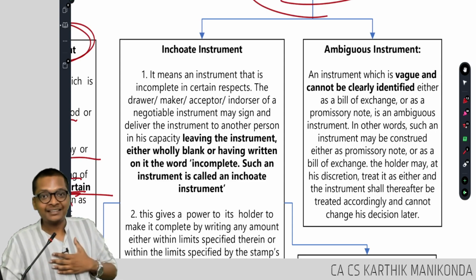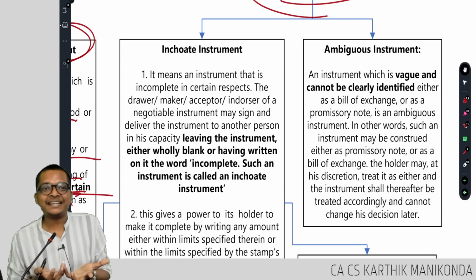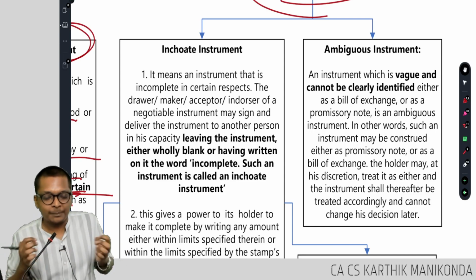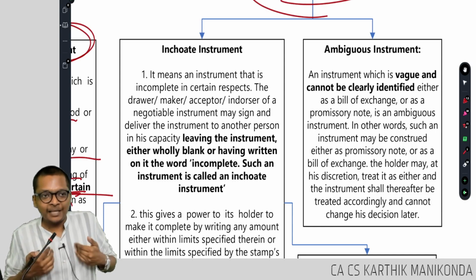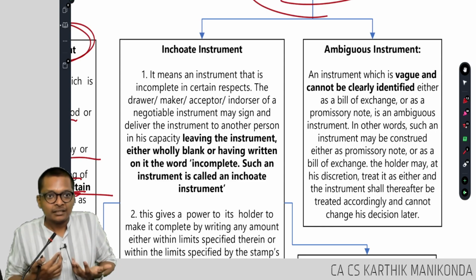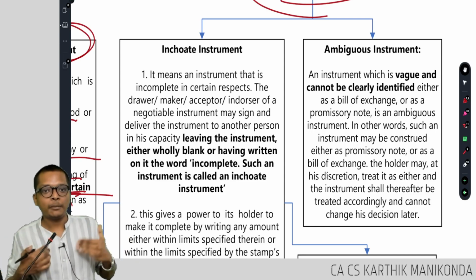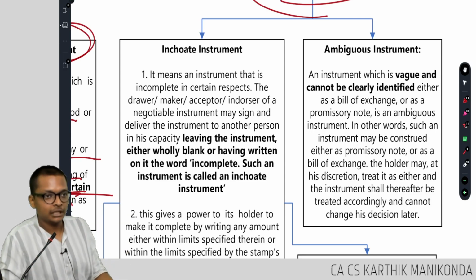So what the Act of 1881 is saying is, because of this confusion in creating the instrument, the party should not be affected. Let the party who is going to receive the money decide whether it is a bill or a promissory note. My choice to decide. Are you following?